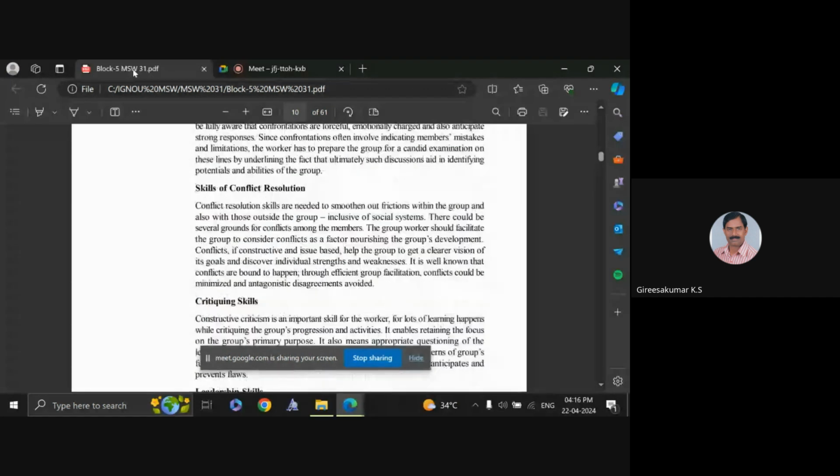Skills of conflict resolution, that is most important. There may be some conflicts, and a social worker has to face a lot of conflicts in his work. So he must have a skill in conflict resolution, that means he has to solve the issues or make the conflicts easily settled.